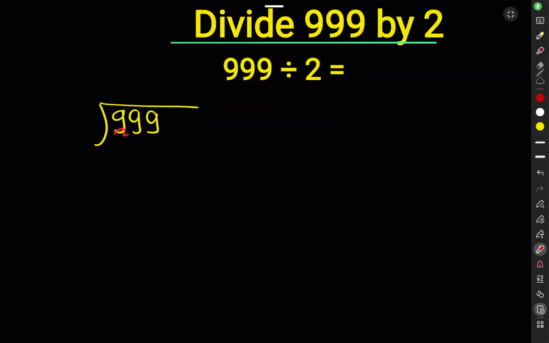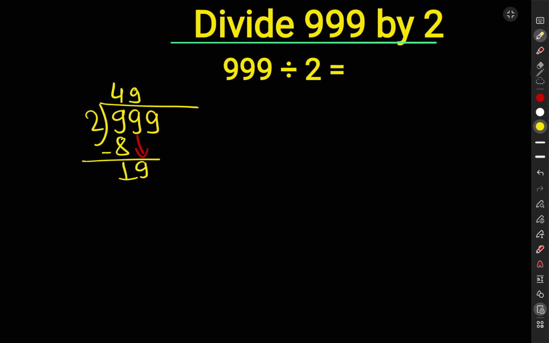We divide 999 by 2 in a long division method. So 2 times 4 is 8. On subtracting we get 1. So now we put down this 9 and it is 19.